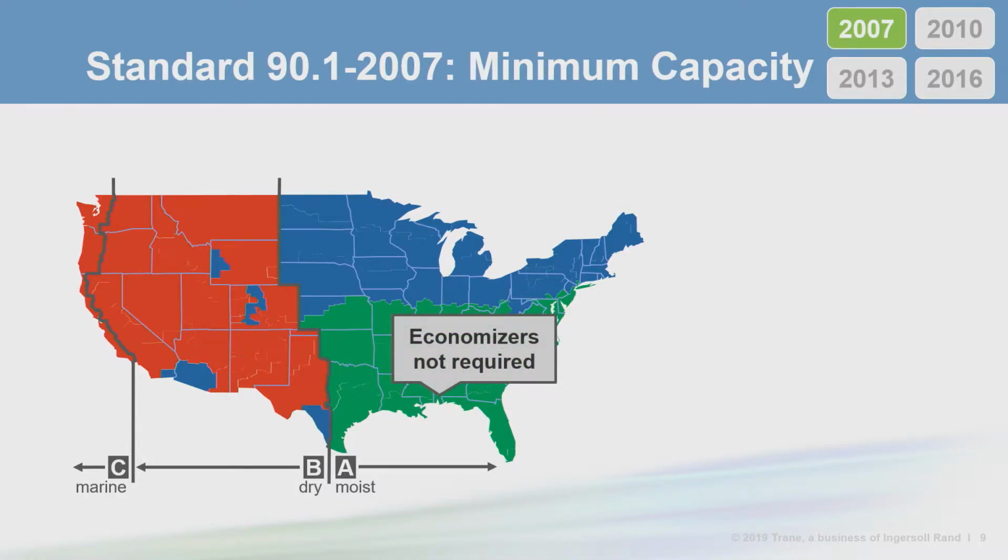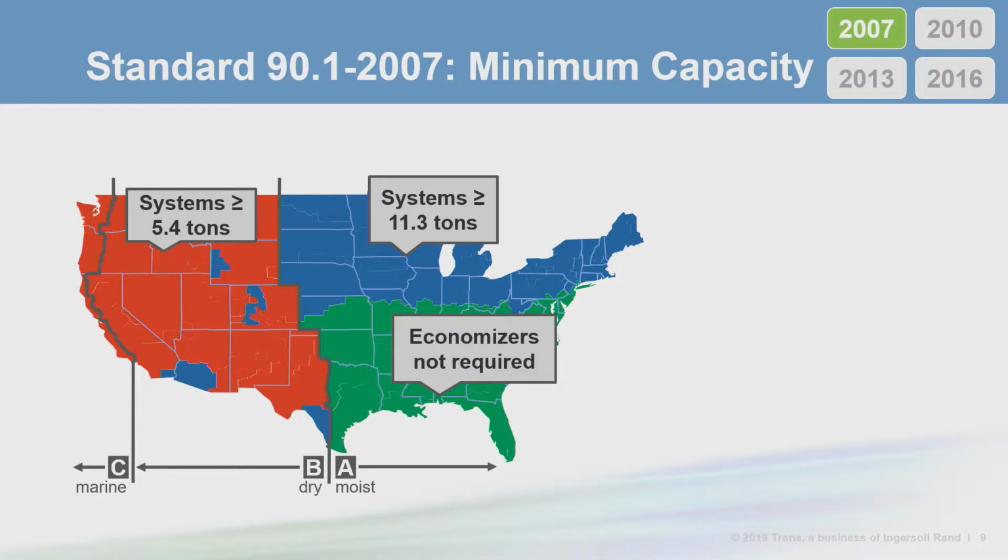In general, hot and moist climates are exempted from the requirement. Climate zones 1A through 4A and 1B, hot and dry. You can see these in the continental U.S. map in green. For milder to cold climates, climate zones 2B and 5A through 8, economizers are required when the system capacity exceeds 135 MBH, or about 11.3 tons. Finally, warm, dry, and marine climate zones require economizers when the system capacity exceeds 65 MBH, or about 5.4 tons.